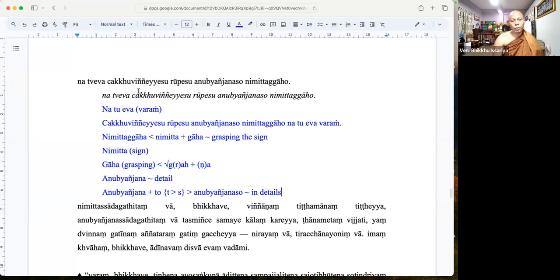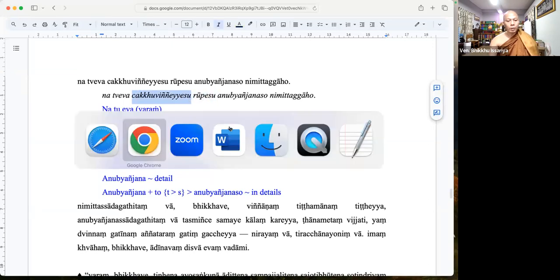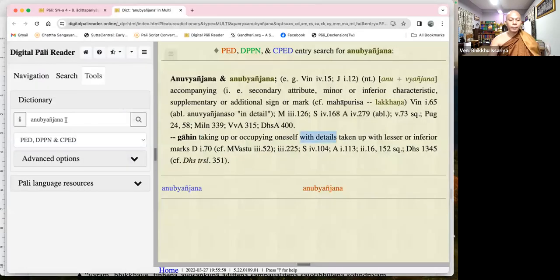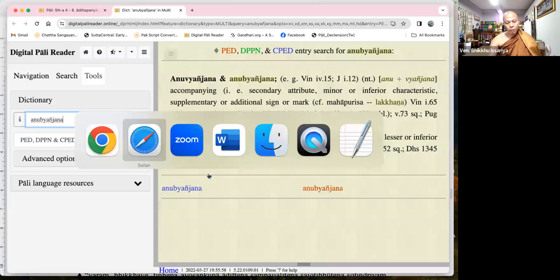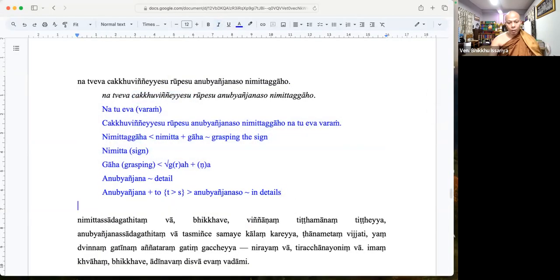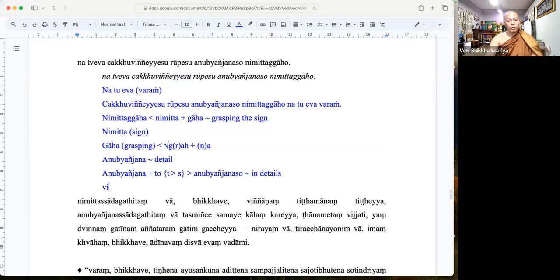So, and then cakkhuviññeyya. So cakkhuviññeyyesu rūpesu, viññeyya, known by or understood by. Viññeyya. So, okay, now how? So cakkhuviññeyya. So viññeyya is actually a future passive participle adjective. So we prefix jñā, and the future participle, ya suffix.